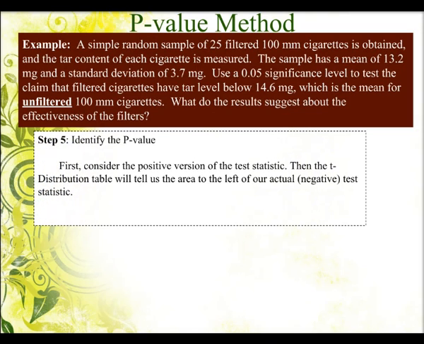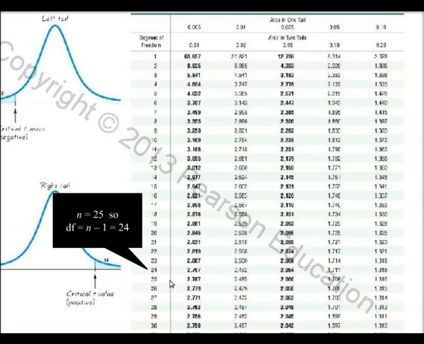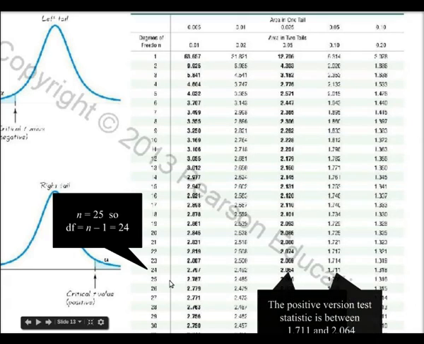So let's identify the p-value now. First of all, since we have a negative test statistic, but the t-distribution sheet has only positive t-scores, we're going to consider our test statistic to be positive when we're looking it up, but keeping in mind that it's actually negative. So we had a sample size of 25, which means I'm going to be in the row 24 degrees of freedom, and I want to know where my test statistic would fall.